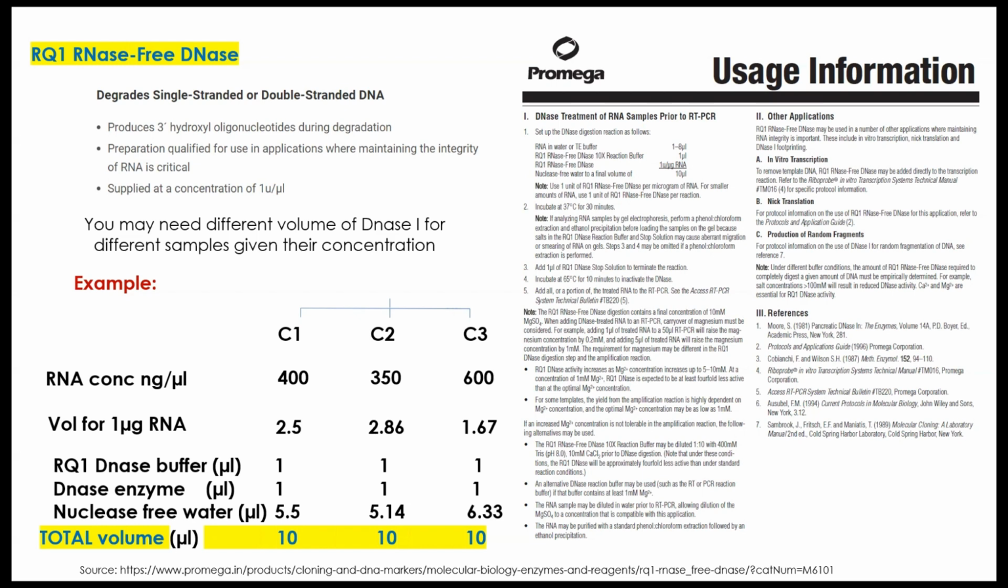And then, for example, in C2, if the concentration is 350 and C3 concentration is 600, you can see that 2.5 microliter of C1, 2.86 of C2, and 1.67 of C3 probably will have an RNA amount of 1 microgram. And for that volume, you need to take 1 microliter of the DNase enzyme, because each microliter is having 1 unit, and 1 unit is sufficient for 1 microgram of RNA, right? You do this particular calculation, since the DNase buffer is most of the time 10x, as you can also see.